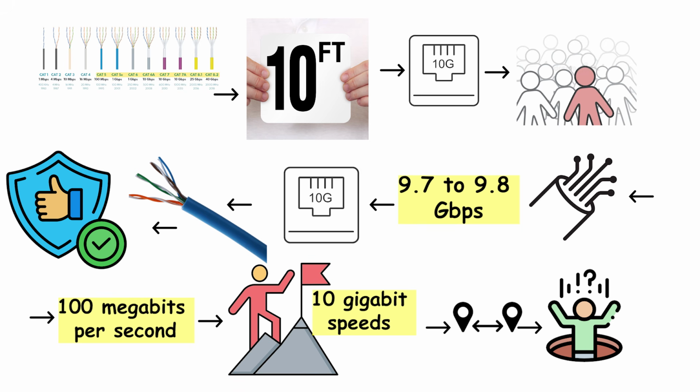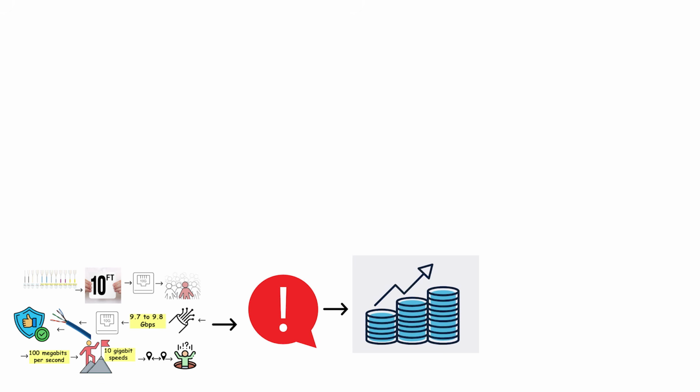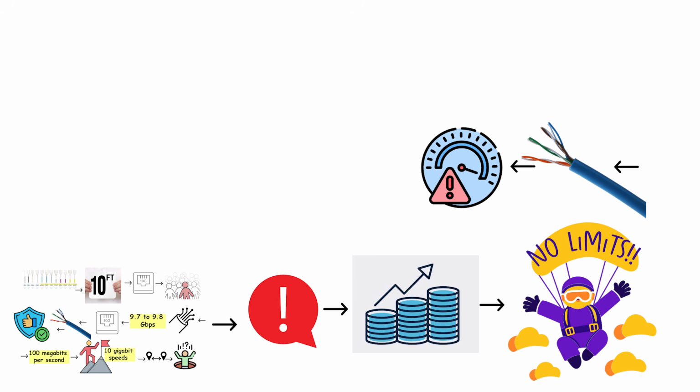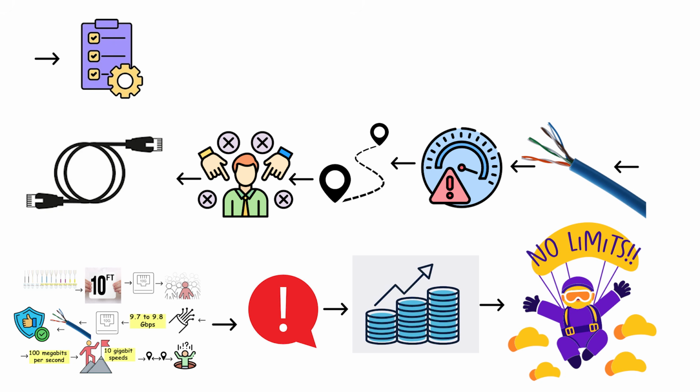This seems impossible based on the specifications, but it demonstrates an important point. The category ratings are minimum guarantees, not maximum limits. A well-made Cat5 cable can exceed its rating significantly if the distance is short enough. Obviously, you shouldn't rely on this for anything important, but it shows that cable length is absolutely critical to performance. This is why the specifications always include a distance rating.